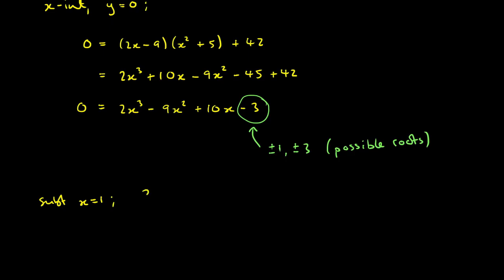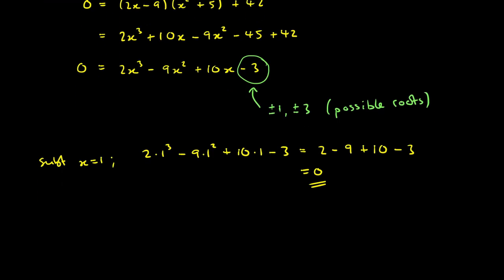So let's try that. I'm going to get 2 times 1 cubed minus 9 times 1 squared plus 10 times 1 minus 3. Well, what does that give us? We've got 2 minus 9, which is minus 7, plus 10, which will be positive 3, minus 3, which is going to be 0. And of course, if I substitute a number into a polynomial and I get 0, then that number was a root. So we can now write, therefore, x equals 1 is a root of our cubic polynomial.